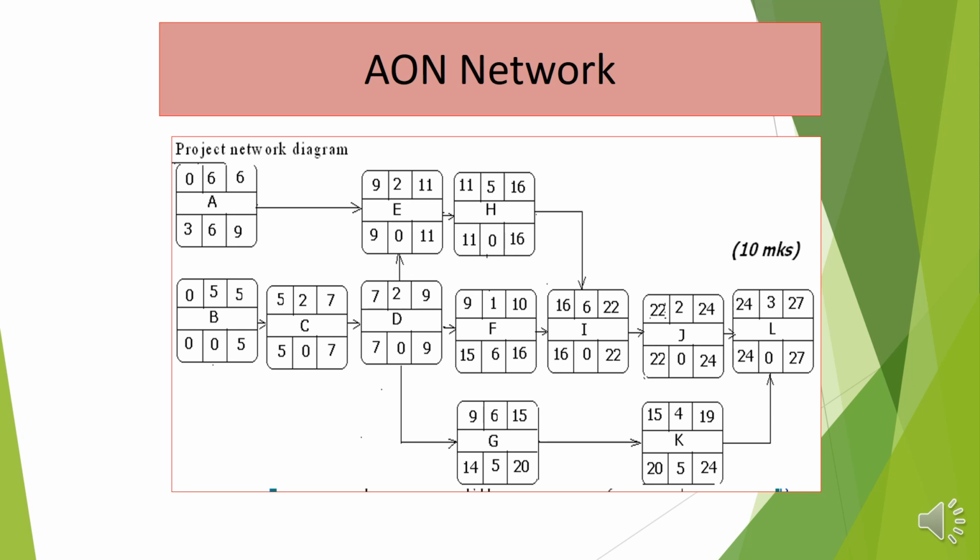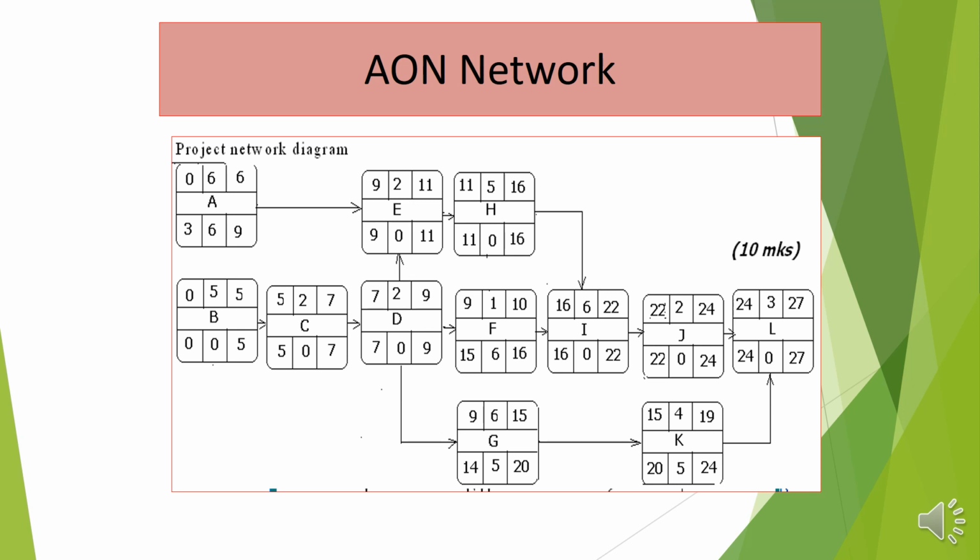When you look at the activities A and B, they start at time 0. That's the earliest time. Earliest start is 0. Activity A starts at 0, then you add the duration, you get the earliest finish, which is 6. B starts from 0, you add 5, which is the duration, and it gives you the earliest finish, which is the earliest start for C, and C takes two weeks, and so that means it ends after the 7th week. So D starts at the 7th week, takes 2, ends after the 9th week.